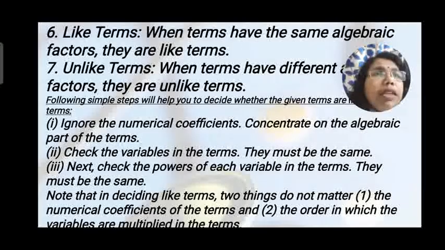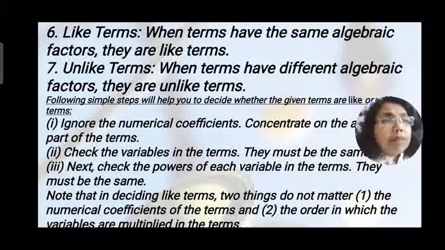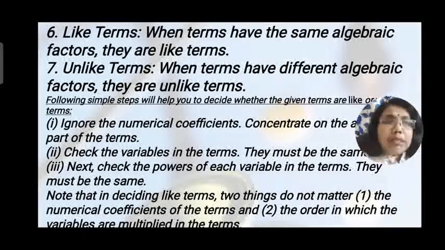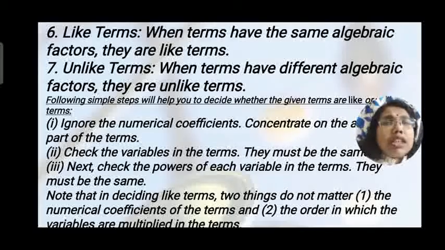Now what do we understand by like terms? Like terms are the terms that have the same algebraic factors, that is, they have the same variable and the variable must have the same power, the number on the head of them. That's called like terms. Unlike terms have different algebraic factors. By algebraic factors, we again mean the variable and the power that is given to the variable.